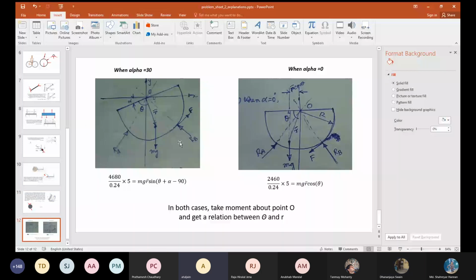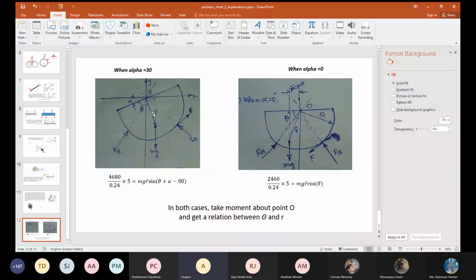Reactions at A are A, mg, which is passing through the centroid of this body, and RB and F, which is the internal reaction due to the gear. We have to find out the point through which the centroid is, we have to find out the center of mass. Center of mass has been characterized by R and theta.